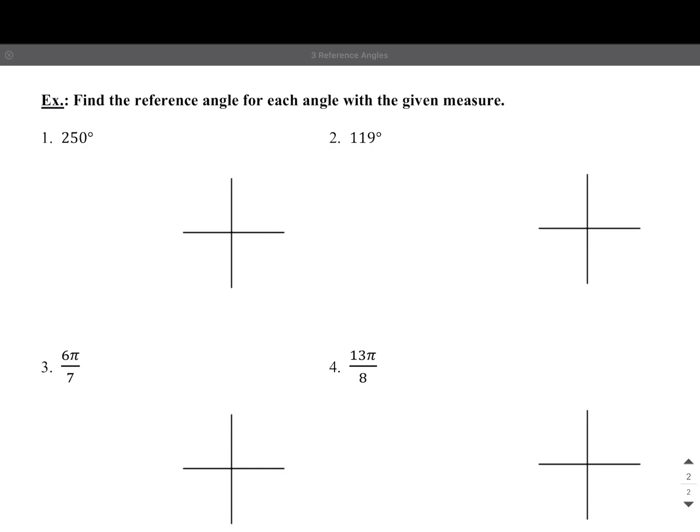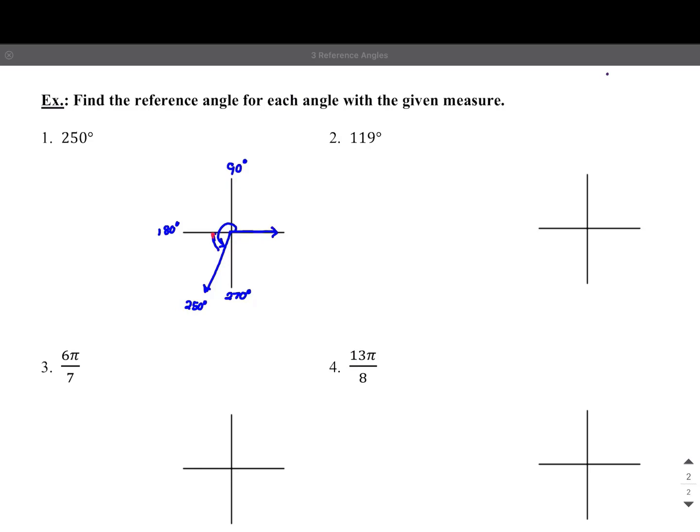So the first one here is 250 degrees. If we start, here's the initial side. Remember, this is 90, 180, 270 degrees. So 250, we're going to be past 180, but not quite to the 270. So this is the angle that we rotated, 250 degrees.